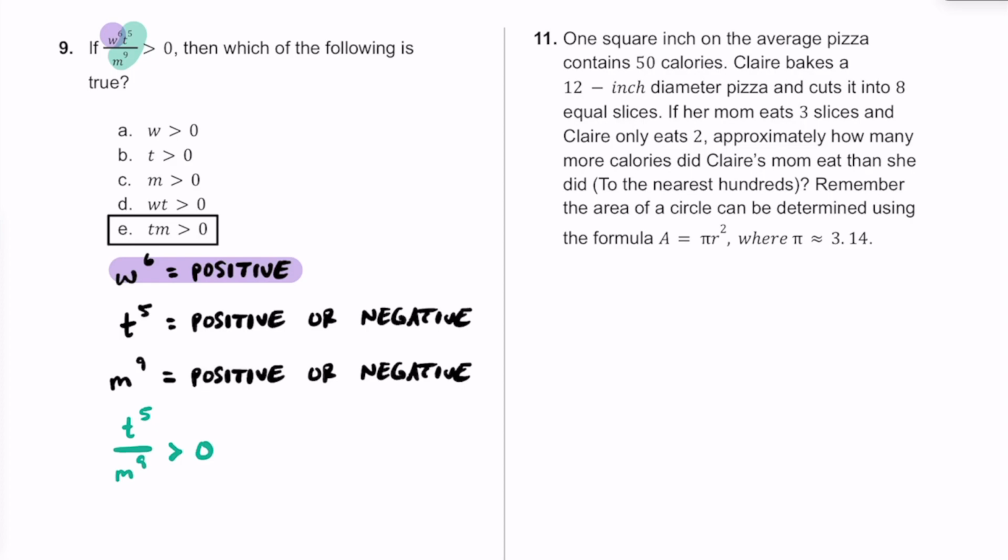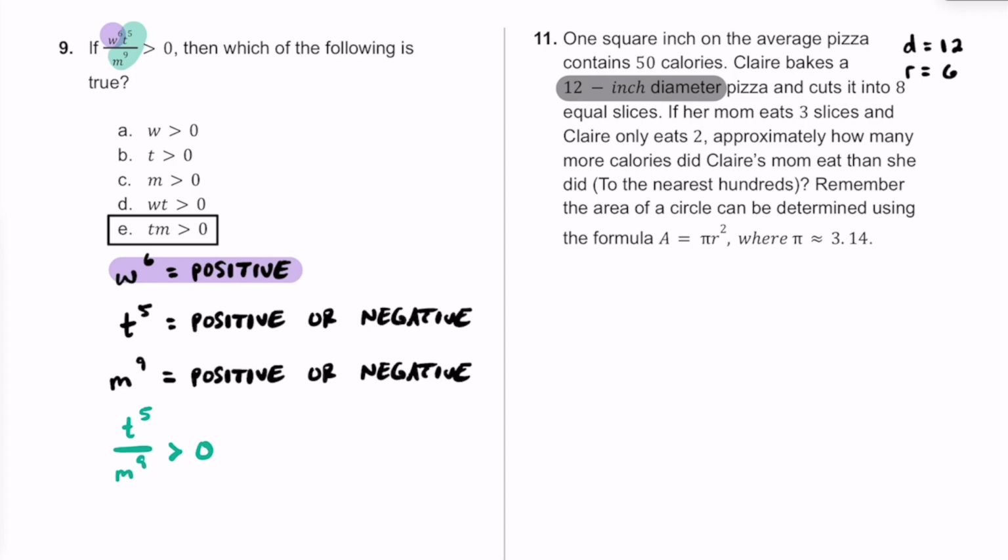All right, so to start, we should figure out what the area of this circle or pizza is going to be. So we know that we have this 12-inch diameter pizza. If that's true, and we know that the diameter of this pizza is 12, then the radius is just half of that. So the radius must be equal to 6.